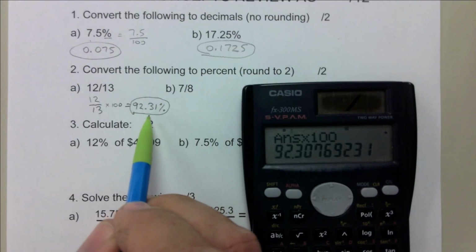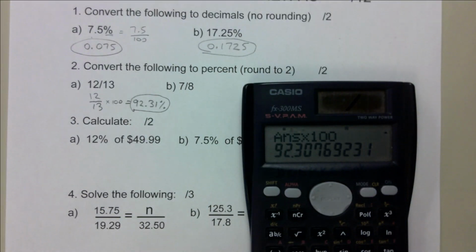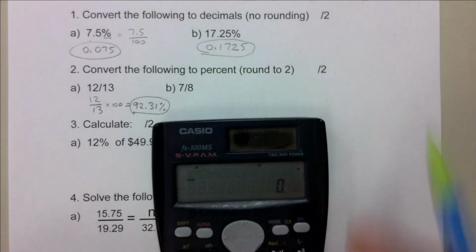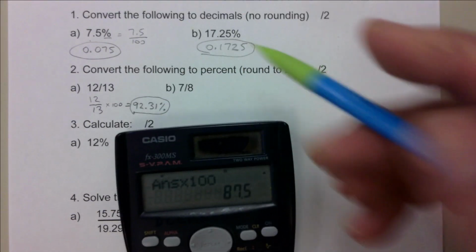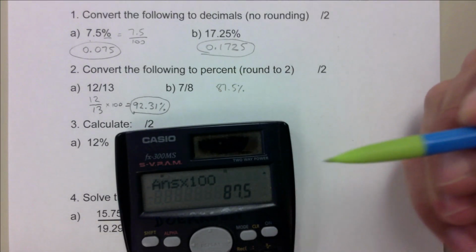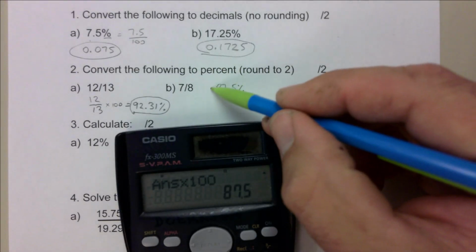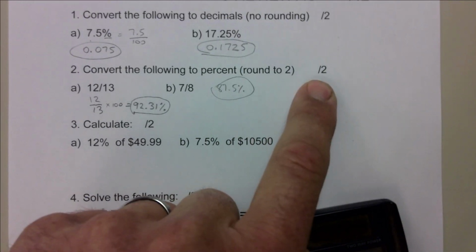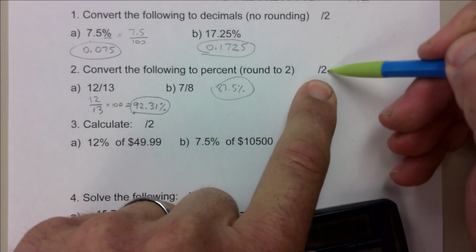If you have 92 only, take away half a mark today. Okay, if you've got 92%, you get half of it out of the 1. With the 7 over 8, you go 7 divided by 8. Then you multiply that by 100. You get 87.5%. Okay, 87.5%. So that's what you want for B. So 2 marks. Always give yourselves a mark out of 2.